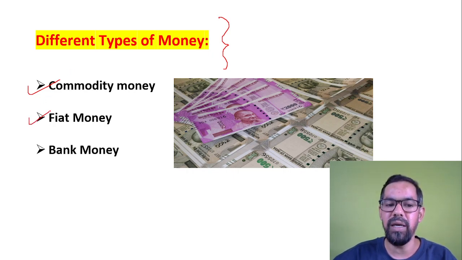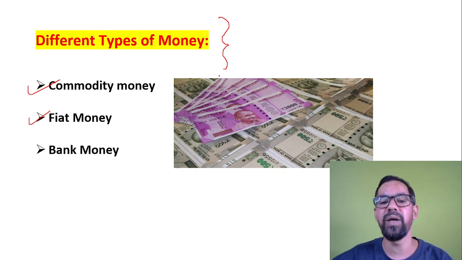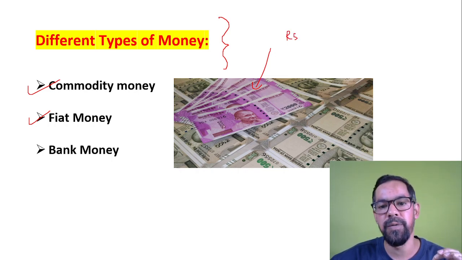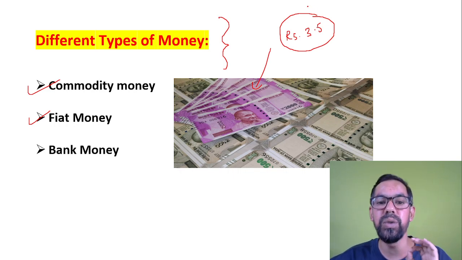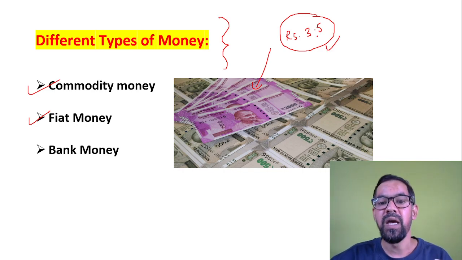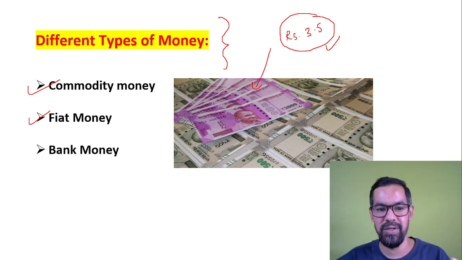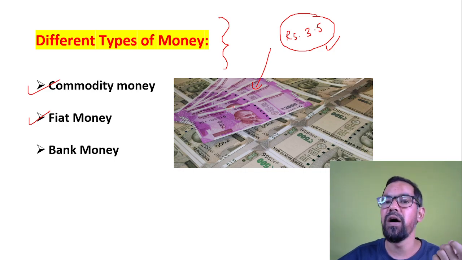Okay, fiat money, where the value of that legal contract is lesser and the face value is higher. Let's say this rupees 2000 note: the cost is around rupees 3.5. So to manufacture one currency note of 2000 rupees, it costs around 3.5 rupees to the government of India or RBI. But the face value of this paper is 2000 rupees, so that is generally known as fiat money. All your currency notes and coins generally come under fiat money.